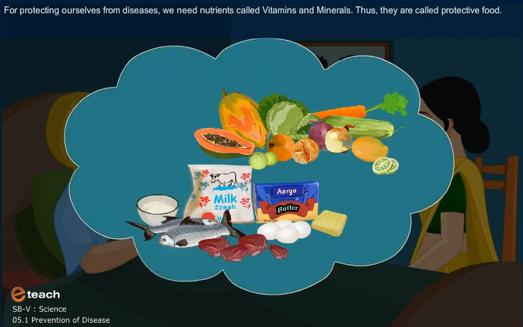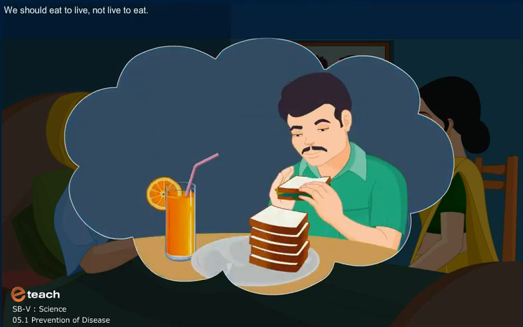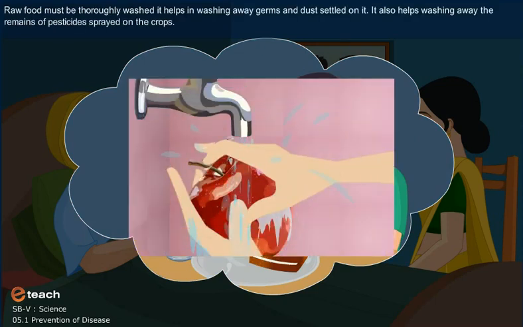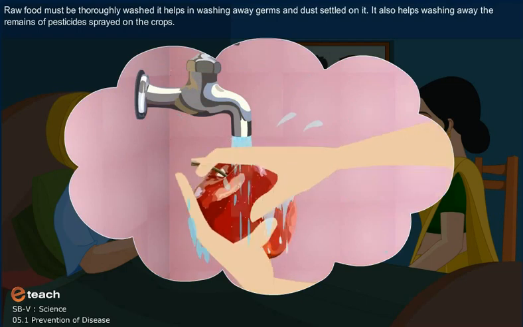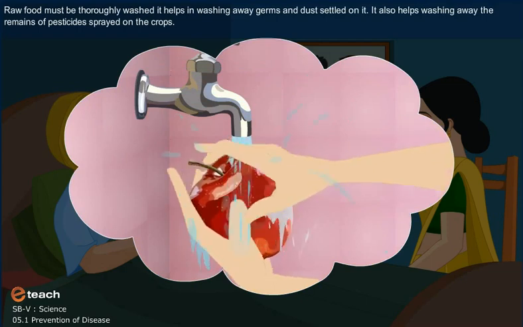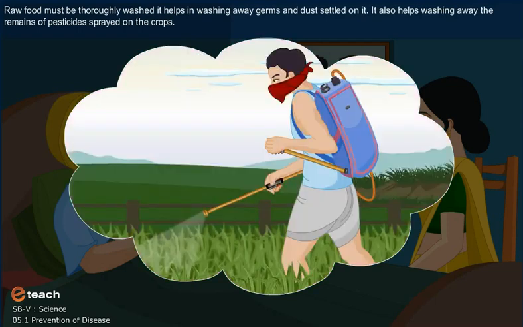For protecting ourselves from diseases, we need nutrients called vitamins and minerals. Thus, they are called protective food. We should eat to live, not live to eat. Raw food must be thoroughly washed. It helps in washing away germs and dust settled on it. It also helps in washing away the remains of pesticides sprayed on the crops.